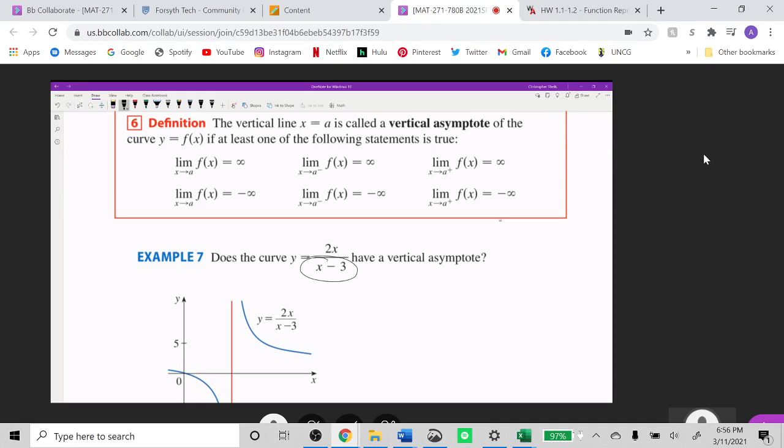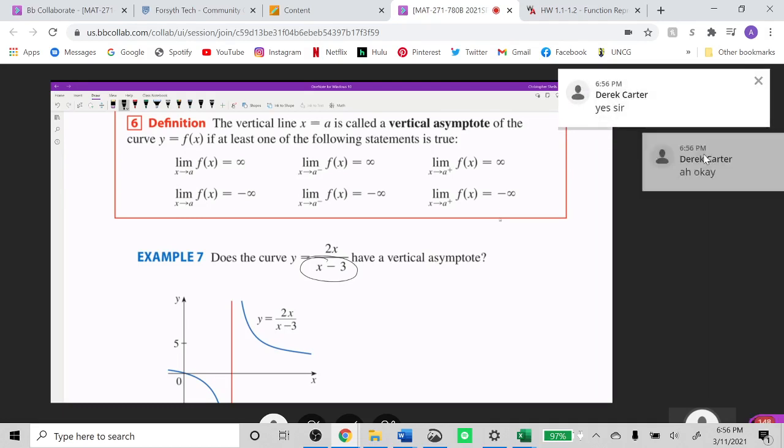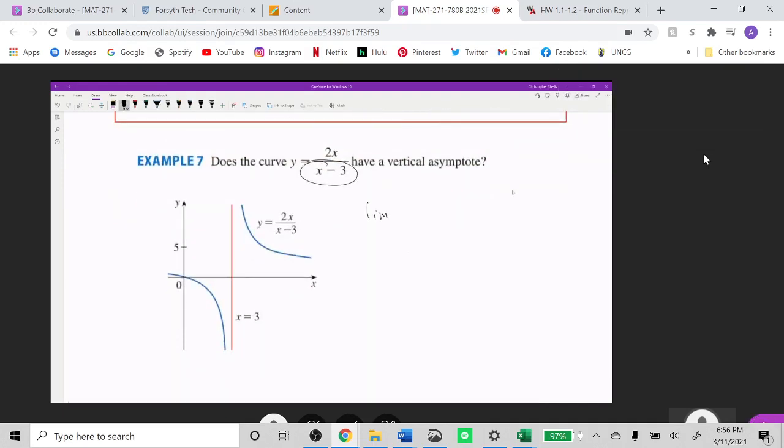The solution from the book, the solution to what? To this example? I was about to. So let's inspect the one-sided limits here. What's the limit of 2x over x minus 3 as x approaches 3 from the left? What's happening to my y values as x approaches 3 from the left?